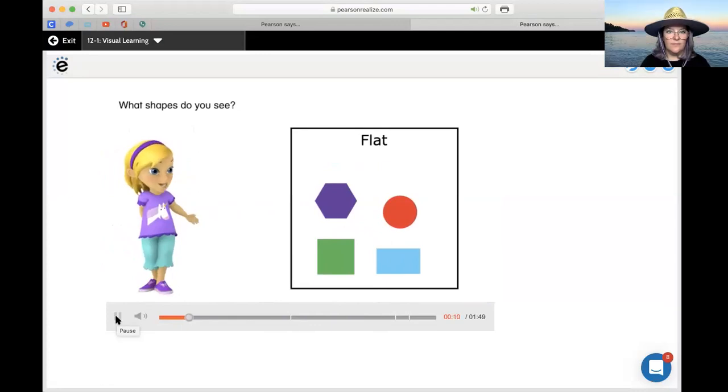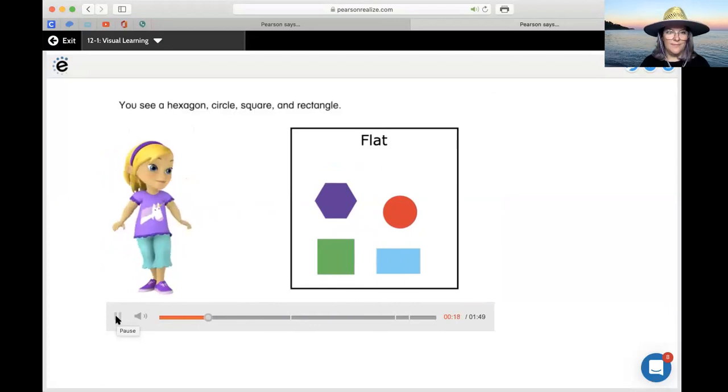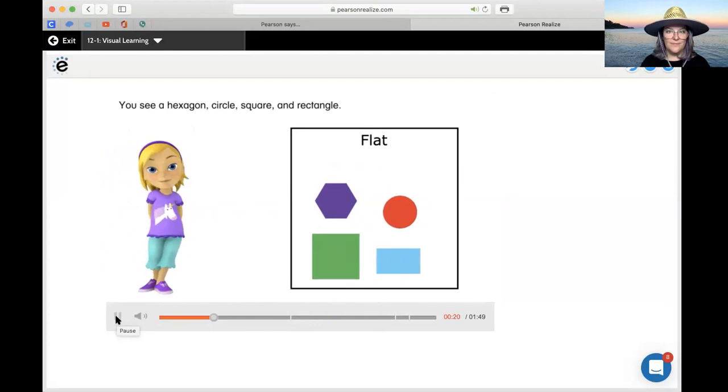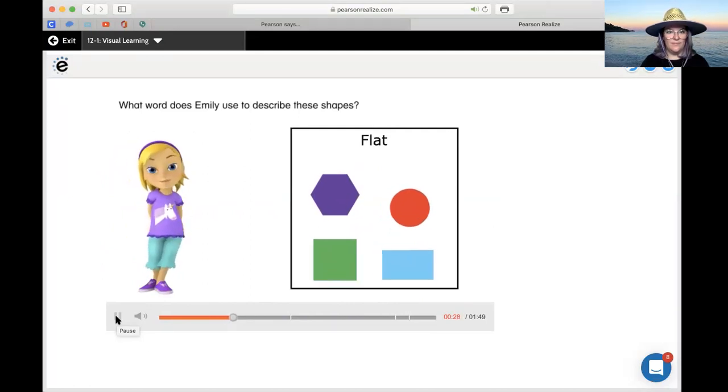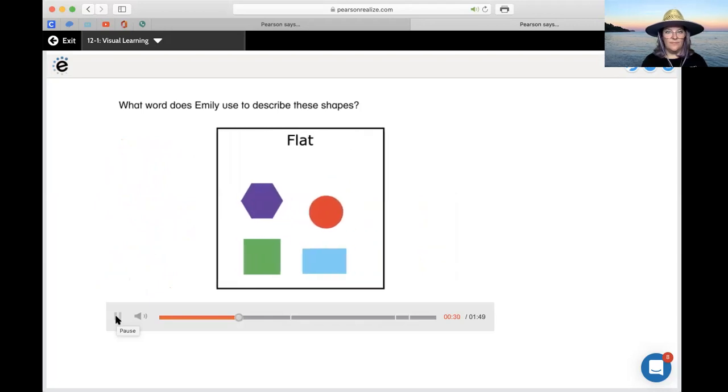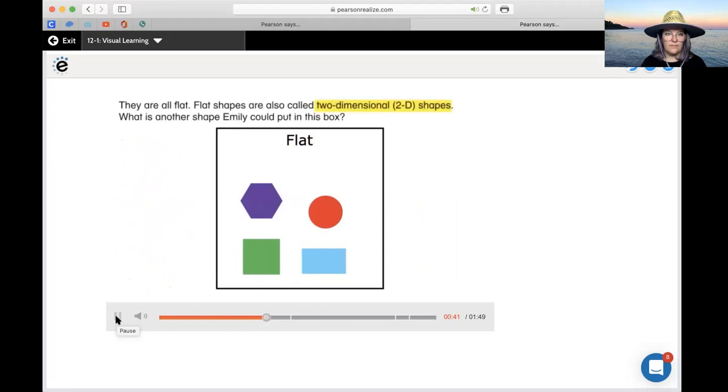How do you sort objects? Let's take a look. What shapes do you see? You see a hexagon, circle, square, and rectangle. What word does Emily use to describe these shapes? She uses the word flat. In what ways are these shapes the same? They are all flat. Flat shapes are also called two-dimensional shapes.